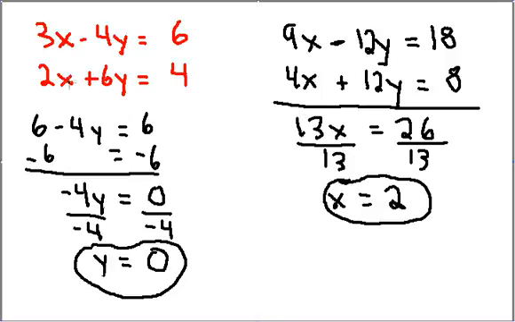Equation 2. 2 times 2 is 4. 6 times 0 is 0. 4 plus 0 is 4. You're left with 4 on the left. 4 does equal 4. So we can see that x is 2, y is 0. That is our ordered pair, our solution that works for both of these simultaneous equations.